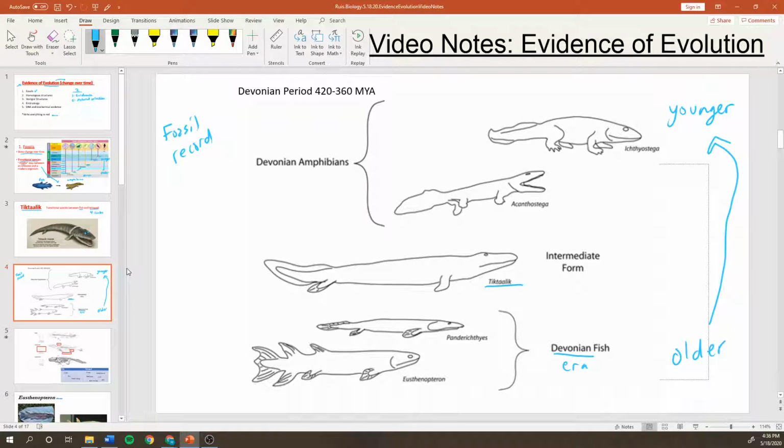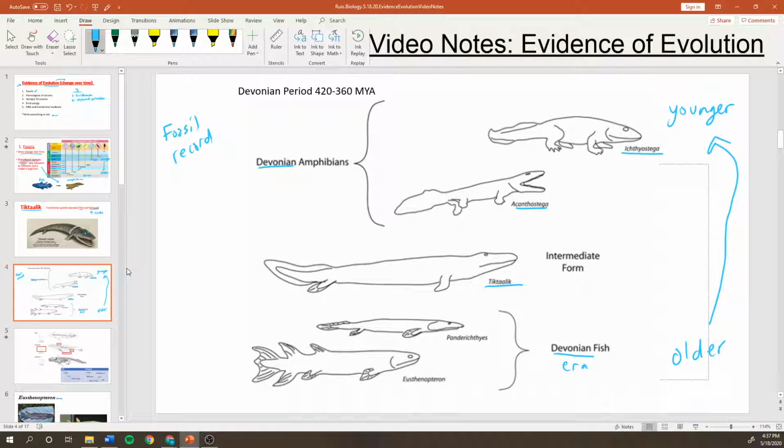And then we have some things like Acanthostega right here, which is just an early amphibian tetrapod guy. And then here we have Ichthyostega, which is also amphibian, reptile-ish, but also still in the Devonian era. Okay, so we find these fossils in this order.